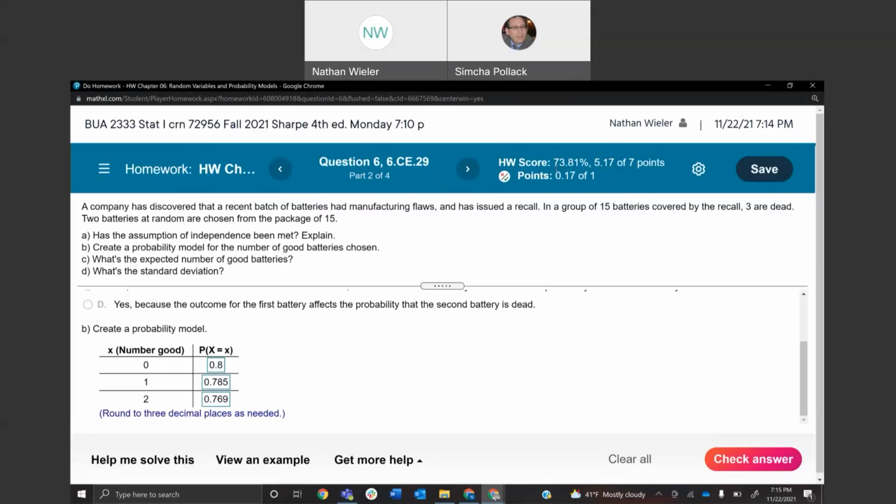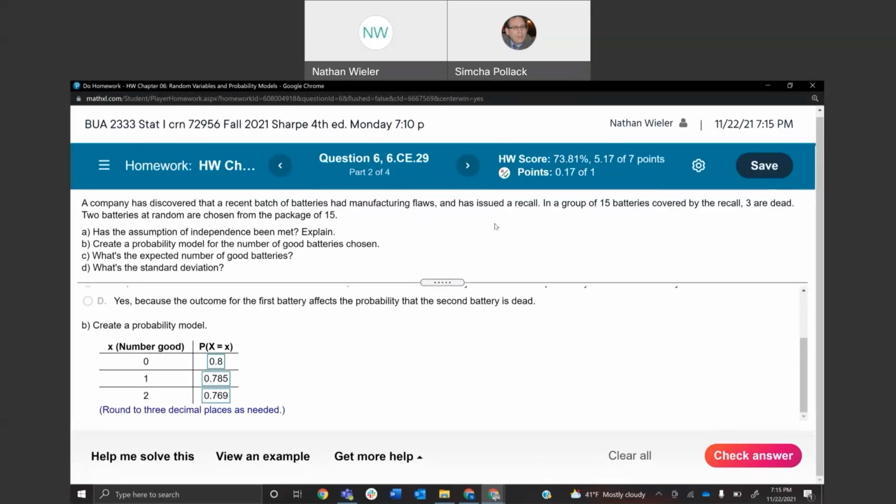Okay, so now create a probability model. Well, what's the chance 0 are good? That means the first one has got to be bad, and the second one has got to be bad. Okay, which we're filling in a table. It's saying fill in that table. So the chances are either none are bad, one is bad, or both are bad. Those are the 3 possibilities in this case. Yep. Okay, so let's do it one at a time. The first and the last is easy. The middle one is trickier.